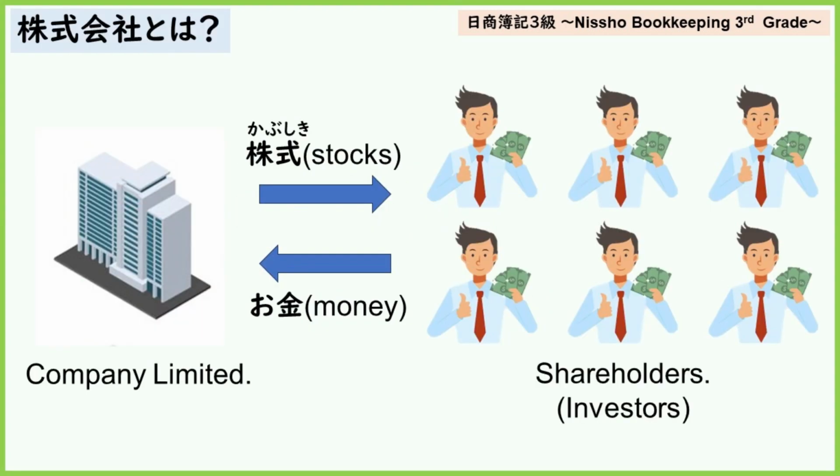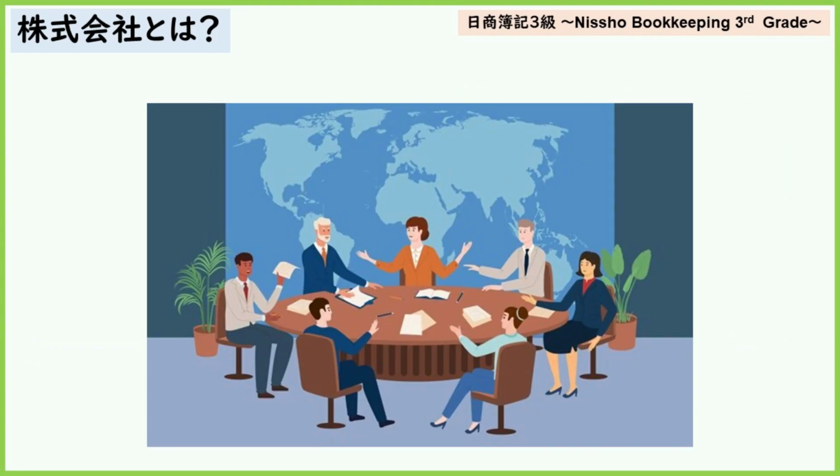Company Limited is a company that issues securities called stocks, gathering funds from many individuals for its operation. Those who invest money are called shareholders or investors. Shareholders are the owners of the Company Limited. While shareholders are the owners of the company, they do not manage it. The company's management is handled by directors who are experts in business operations.